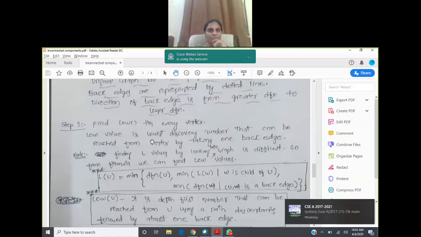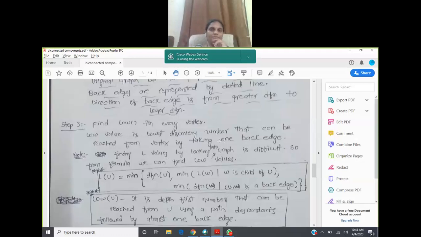Coming to step 3, we have to find the low value for each and every vertex. There is a formula for finding the low value. Actually, this is the definition for finding the low value. By looking at the DFS tree, we can find the low value, but it is difficult. So, apart from that, we use a formula for finding the low value of a particular vertex.